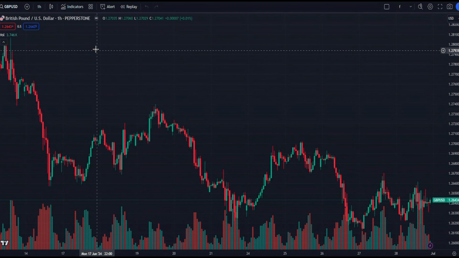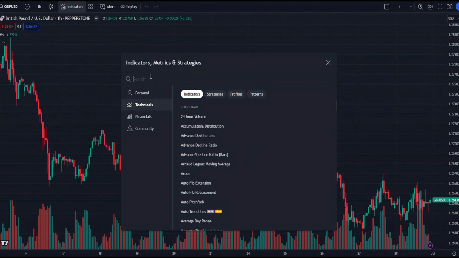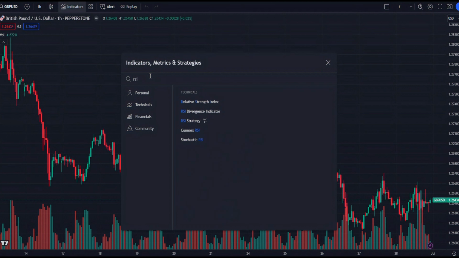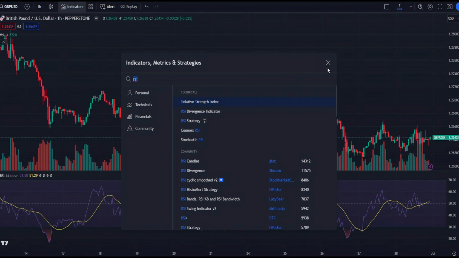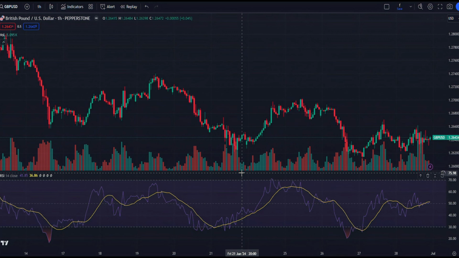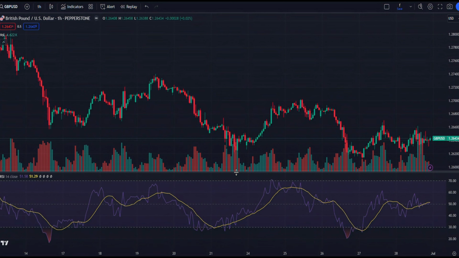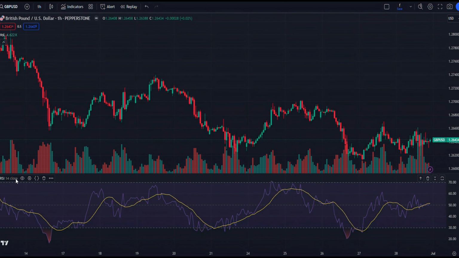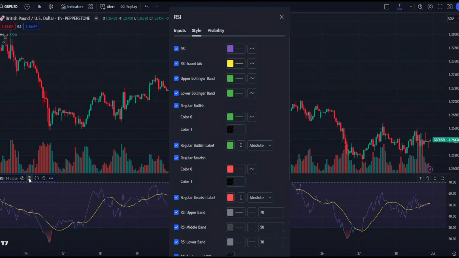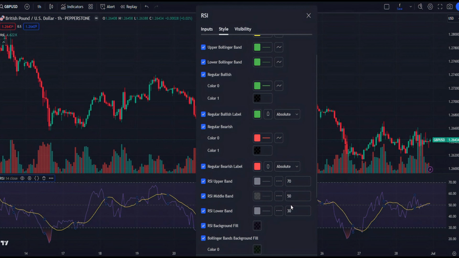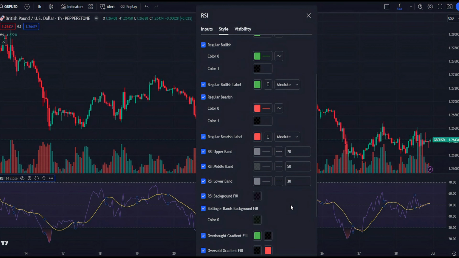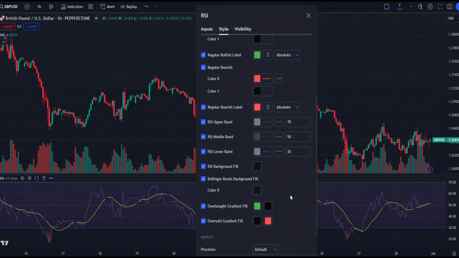Now we add the RSI to our chart. Here we use TradingView, but you can use the RSI on all other trading programs like MetaTrader and more. Now we put RSI in the search field and click on Relative Strength Index. Here I suggest some good settings that you can copy. The RSI setting is mostly the same on all platforms. Also, you can change the RSI settings.